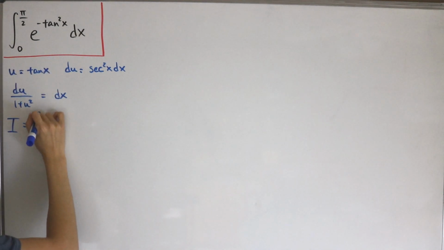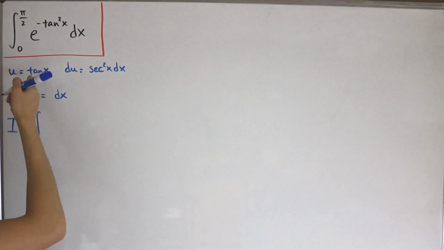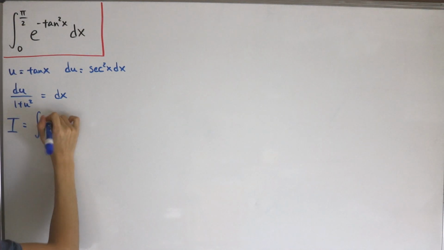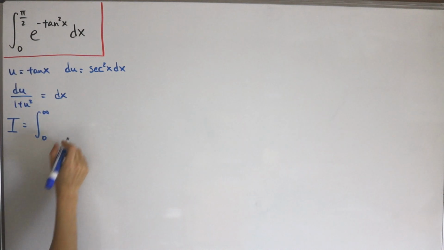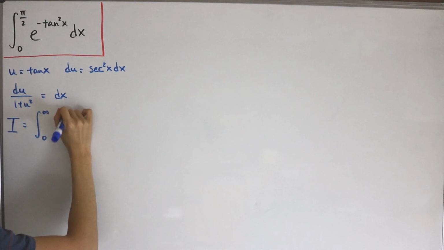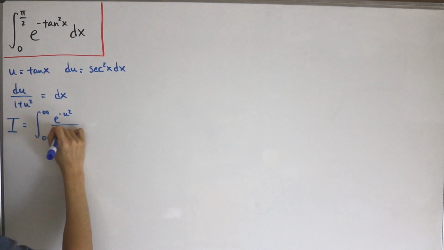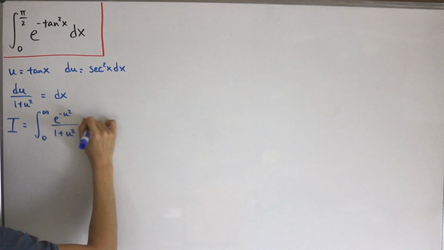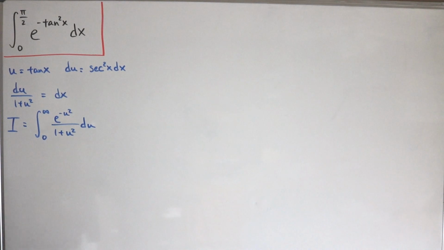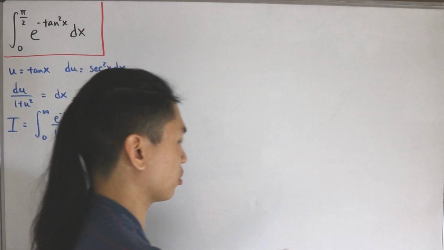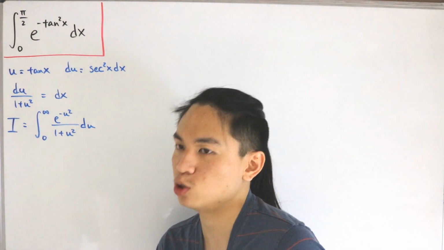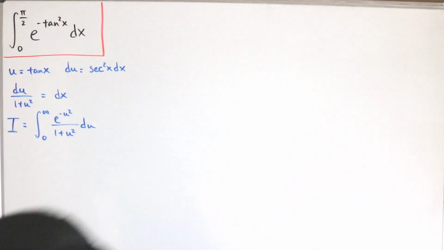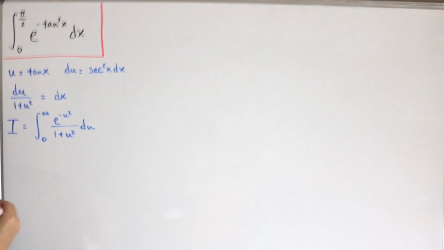Now we change our bounds. So we have pi over 2, and then tangent of pi over 2 is going to approach positive infinity. Meanwhile, by plugging in 0, that's going to be 0. So now we'll have e to the negative u square divided by 1 plus u square du. Now with this in mind, let's define the integral that we're going to use. Then with that, we're going to plug in that special value such that it's going to give us the integral that we want to evaluate for.